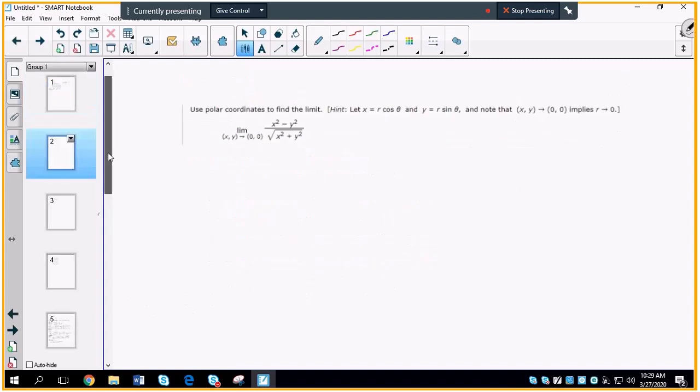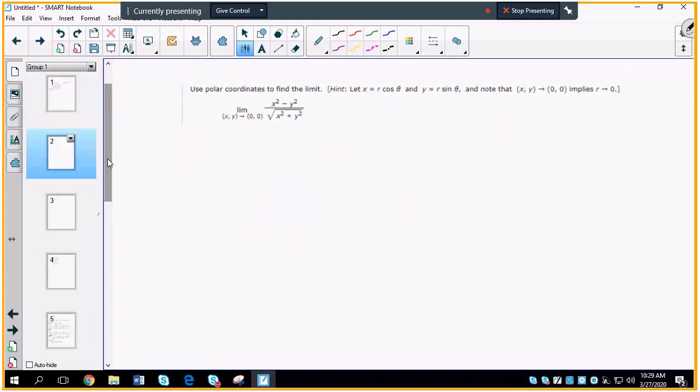Let's try to see the next one. So this one, if you forget whatever hint I have given you, if you look at this function, this is x squared minus y squared over the square root of x squared plus y squared. Now, I am approaching the point 0, 0. So if I do direct substitution, I have a problem because I will get 0 squared minus 0 squared over the square root of 0 squared plus 0 squared. So it is 0 over 0, and I can't do that.